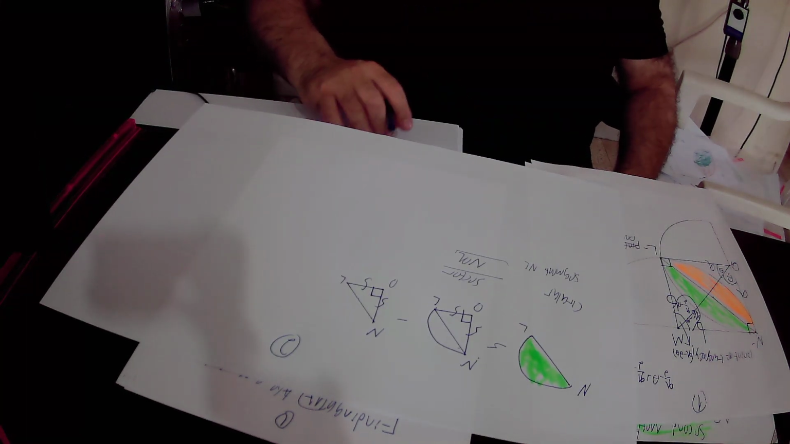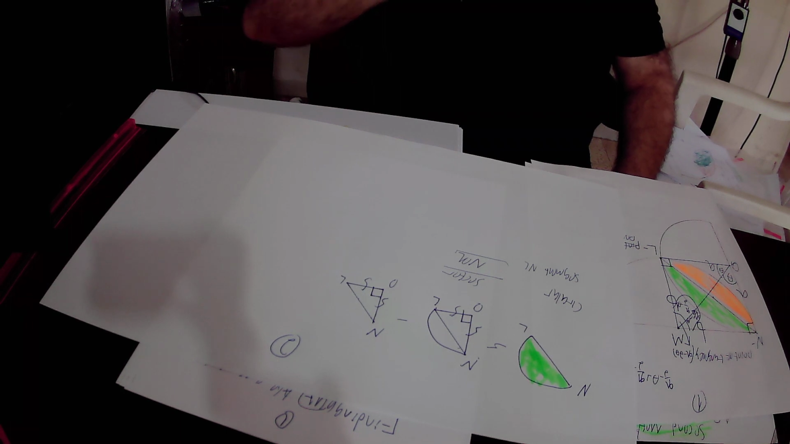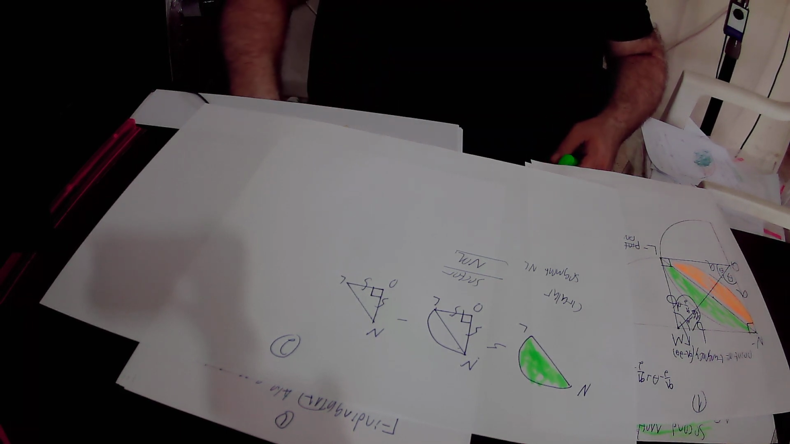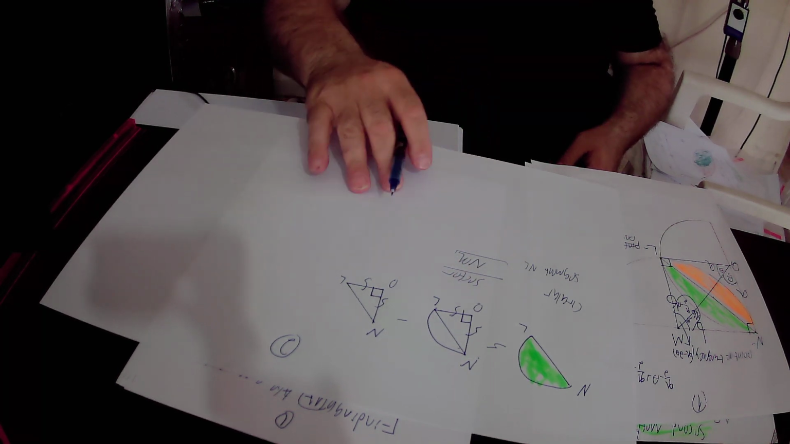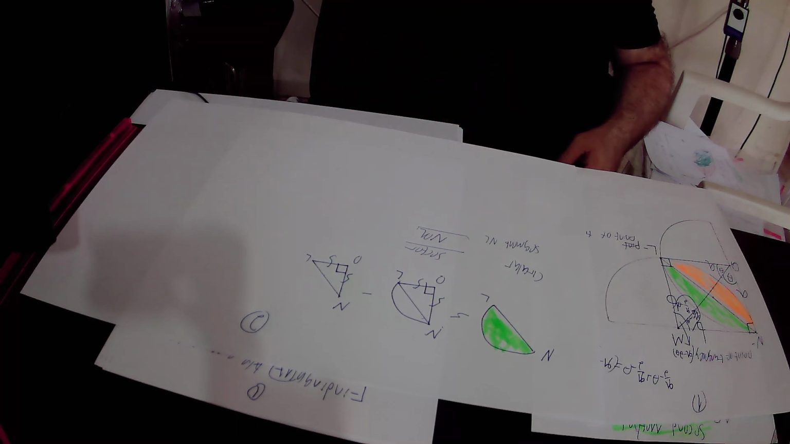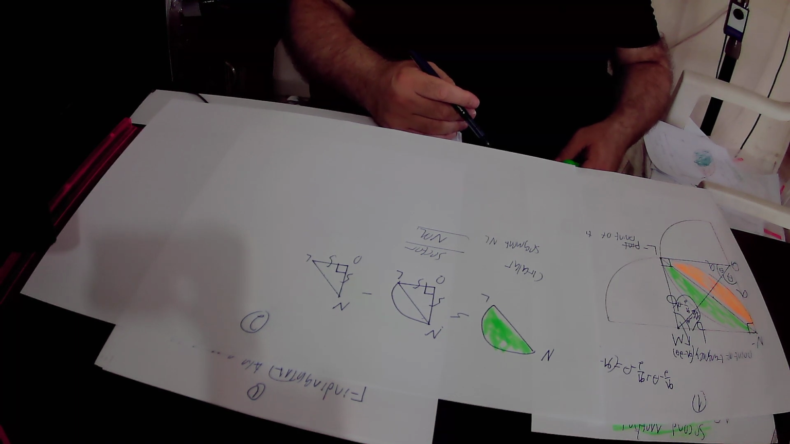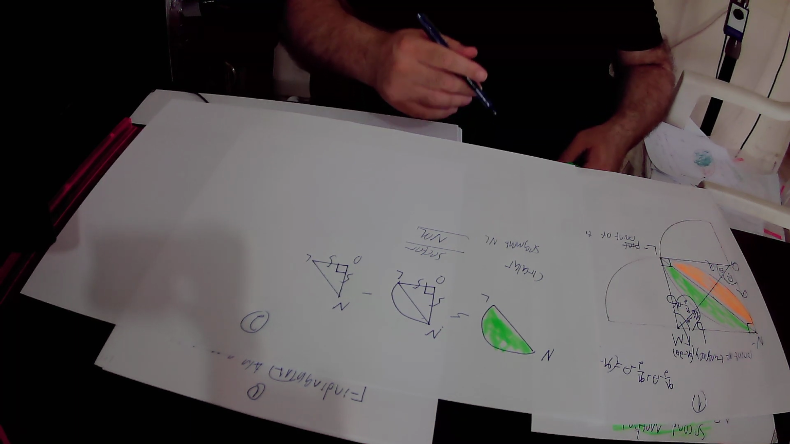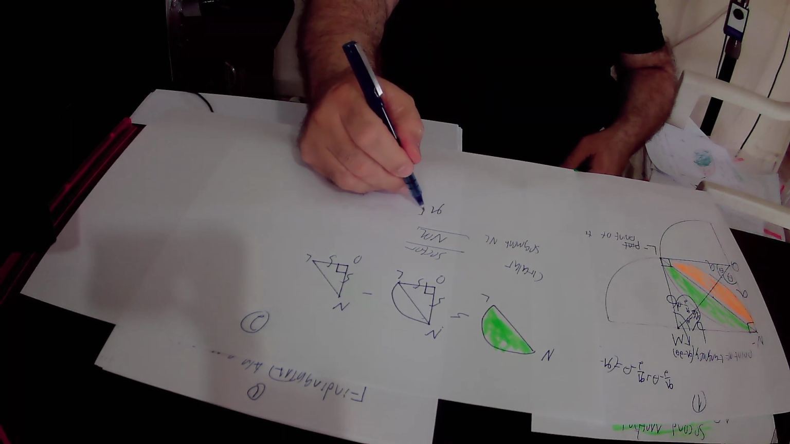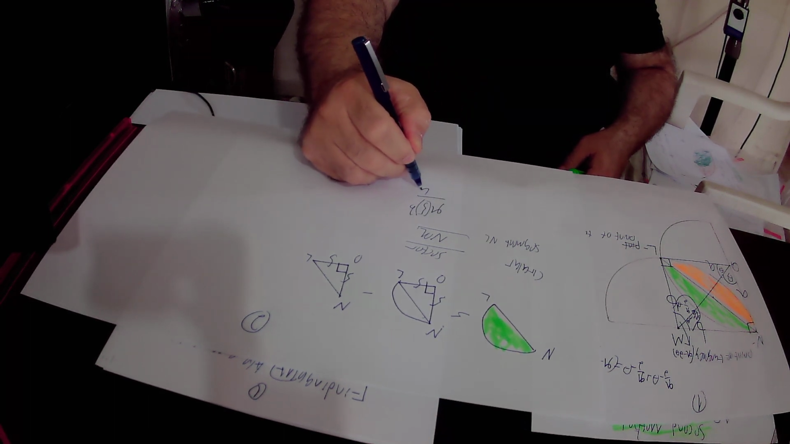So what is the area of sector NOL? You can see that sector NOL is a quarter circle. Because this angle equals 90 degrees, therefore sector NOL is a quarter circle. And we know that the area of any quarter circle equals pi r squared over 4. R equals 5, so it is pi times 5 squared over 4.